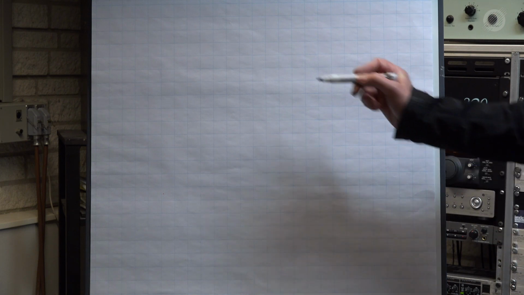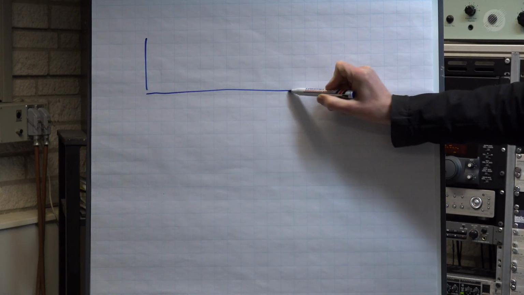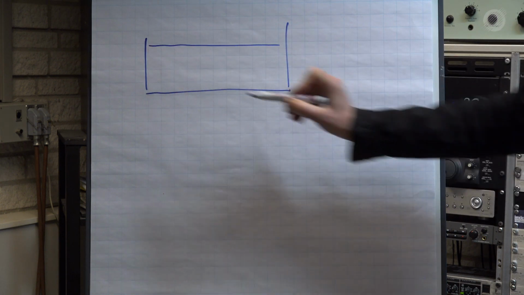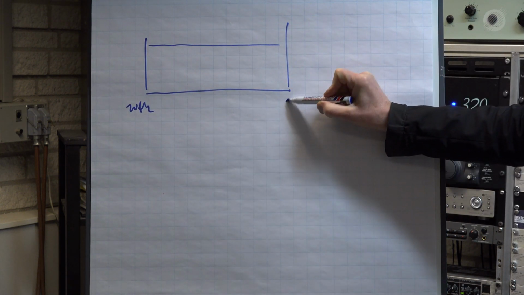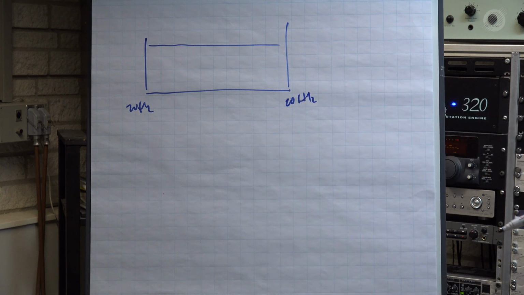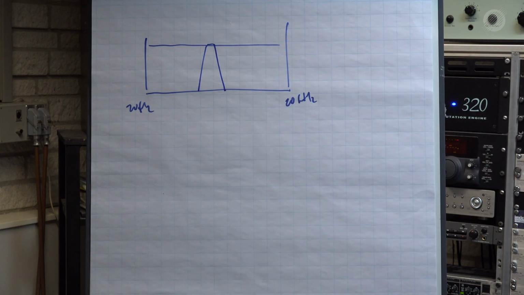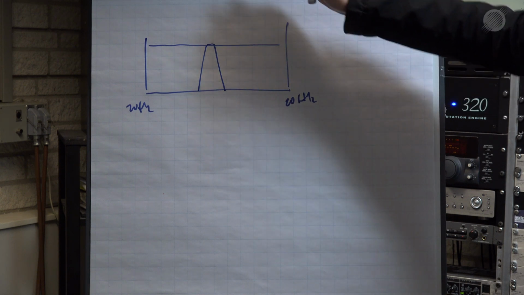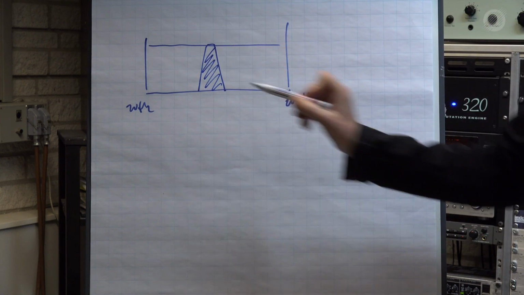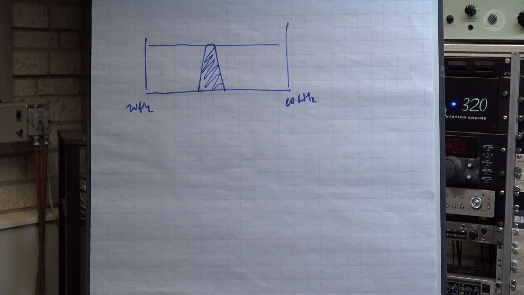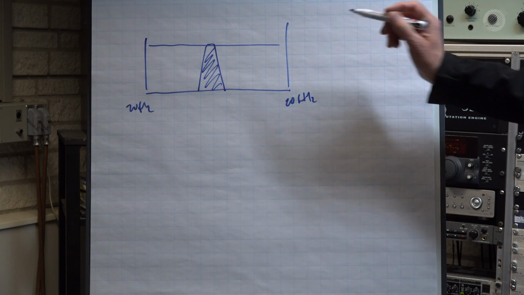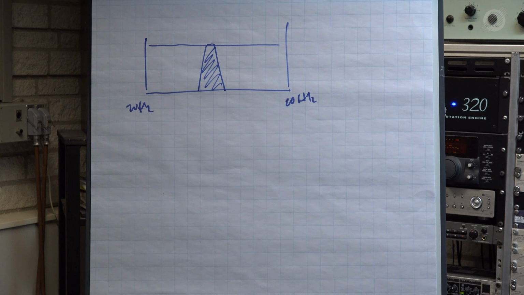So what does that mean? If I have the full bandwidth between 20 Hertz and 20 kilohertz, and I take a filter that does this, that means that if I have a very broad sound that goes into the filter, only this part will appear at the output. The other way around, if I have a very narrow sound, for instance a sine wave that is outside the frequency range of this bandpass, then that sine wave will not appear at the output of the filter at all.